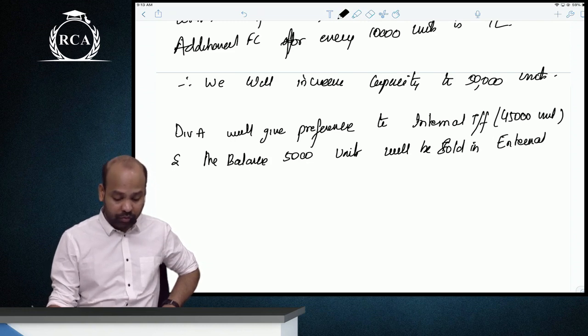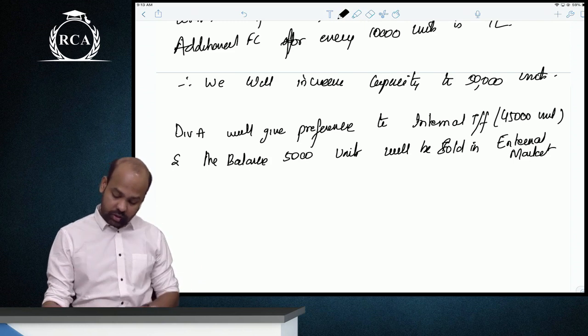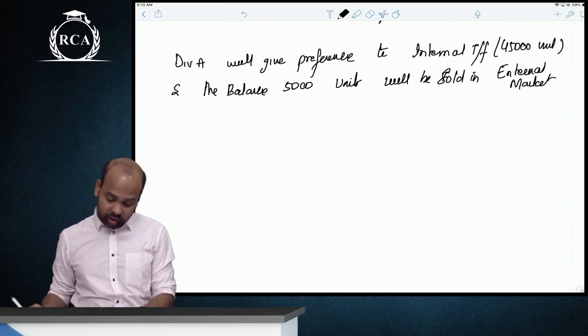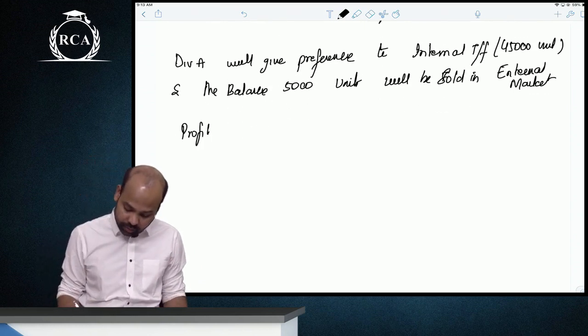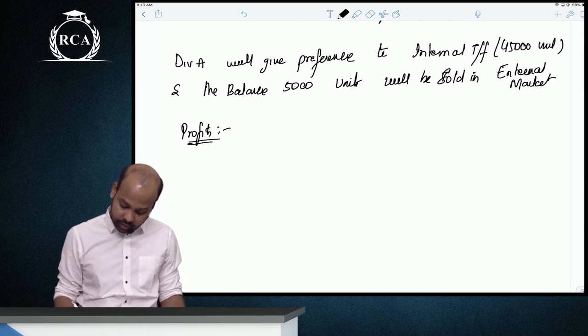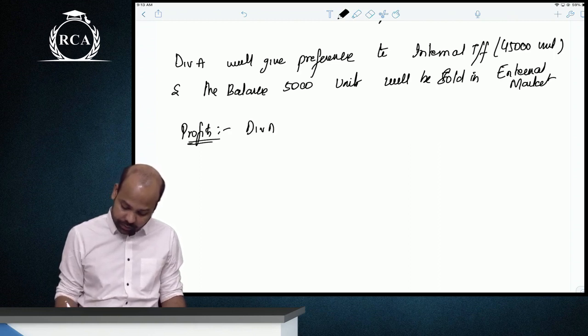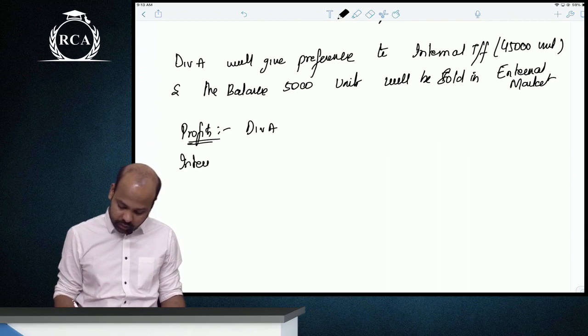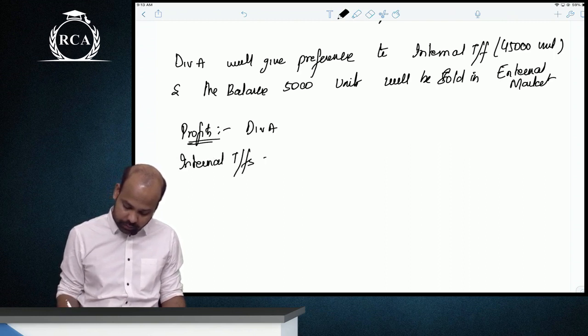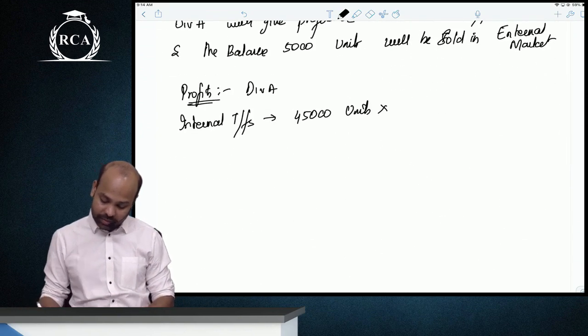We can compute profitability here. All of you can do it together. This is normal, guys, now. In order to arrive at profits for division A from internal transfers, you will have 45,000 units multiplied by 25 rupees.